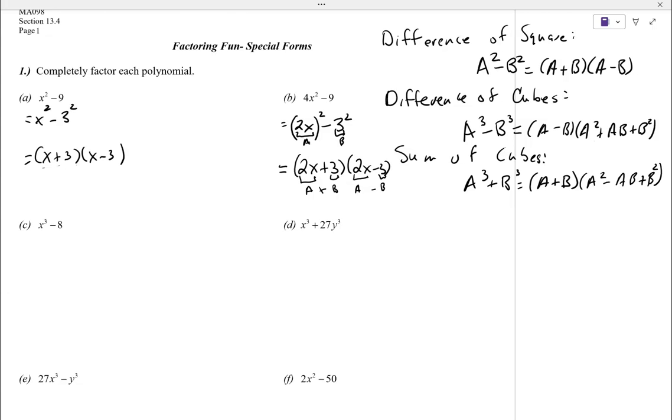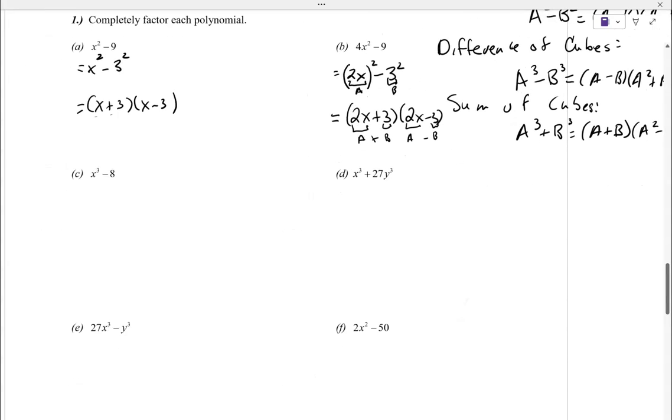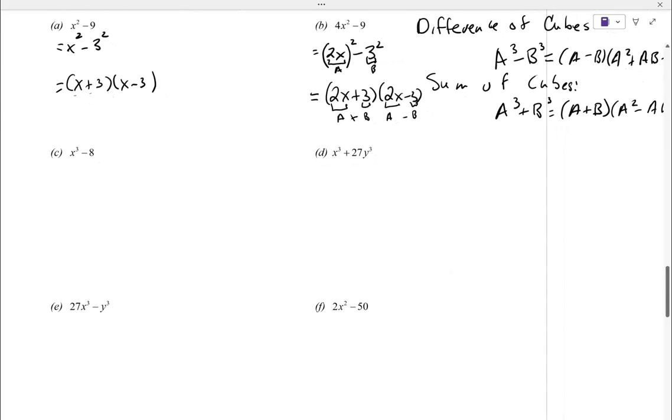All right, let's look at C together. When we look at C here, which one do you think we want to use? A difference of squares, a difference of cubes, or a sum of cubes? Difference of cubes, right? Definitely going to be a difference because there's a minus. And what's probably your clue that you want to use a cube? Yeah, x cubed, right? X to the third. Okay.